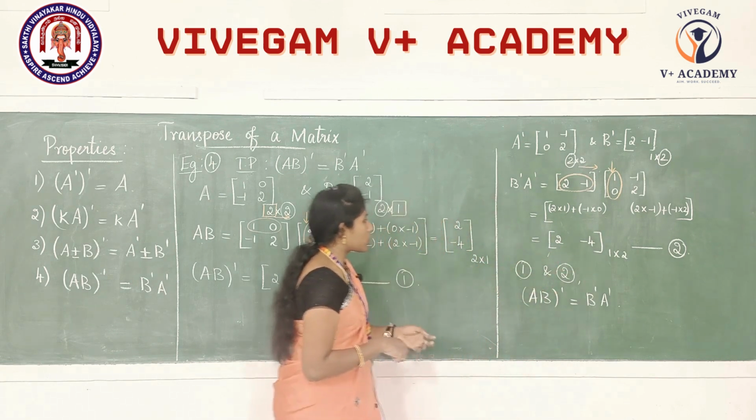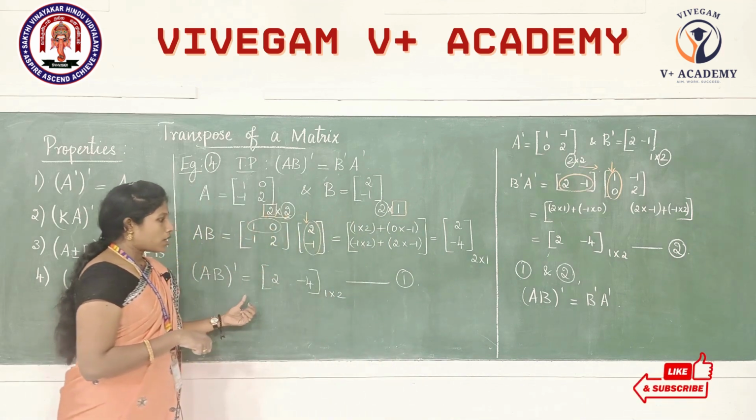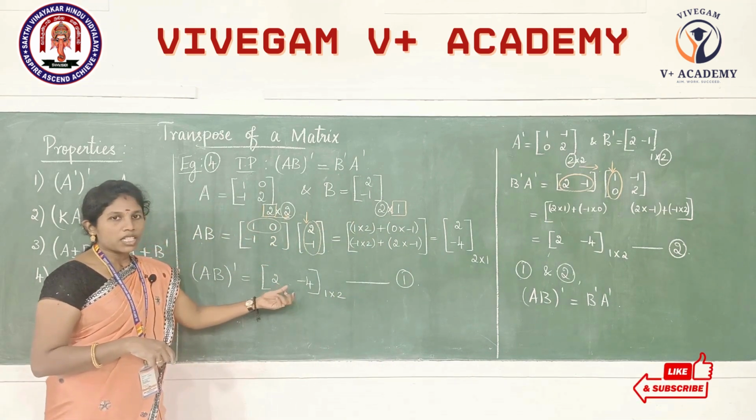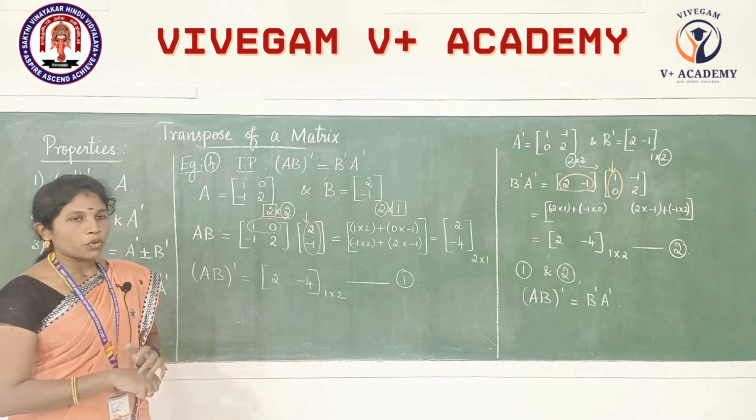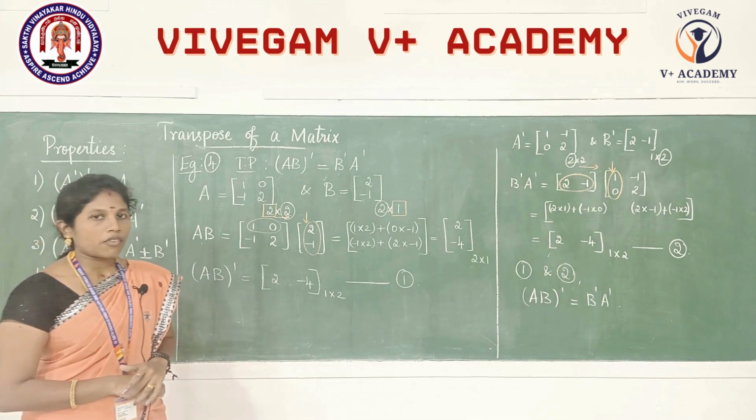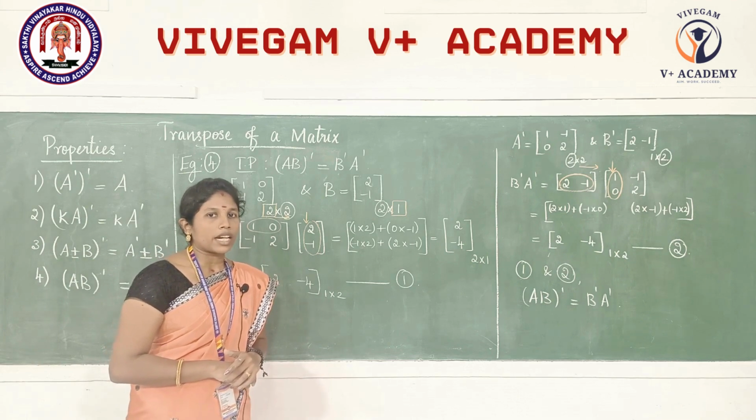Now compare this with your first equation. That also is 2 and minus 4. So the left hand side and right hand side are equal. By that we have proved (AB) the whole transpose is equal to B transpose into A transpose.